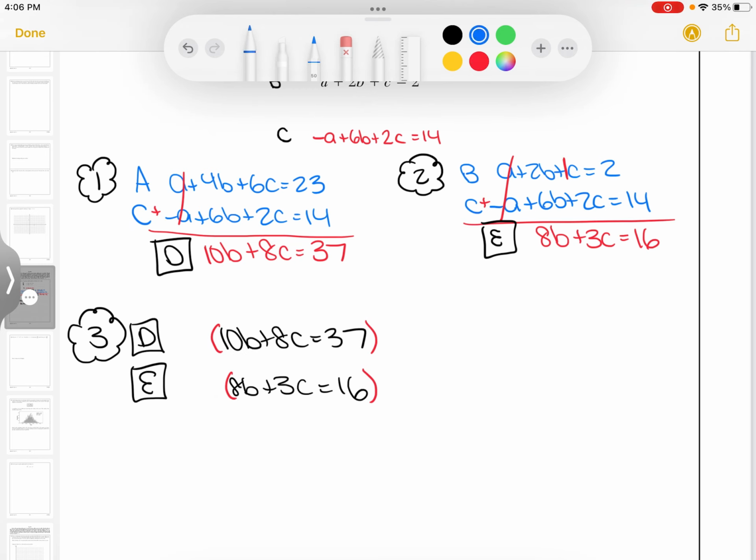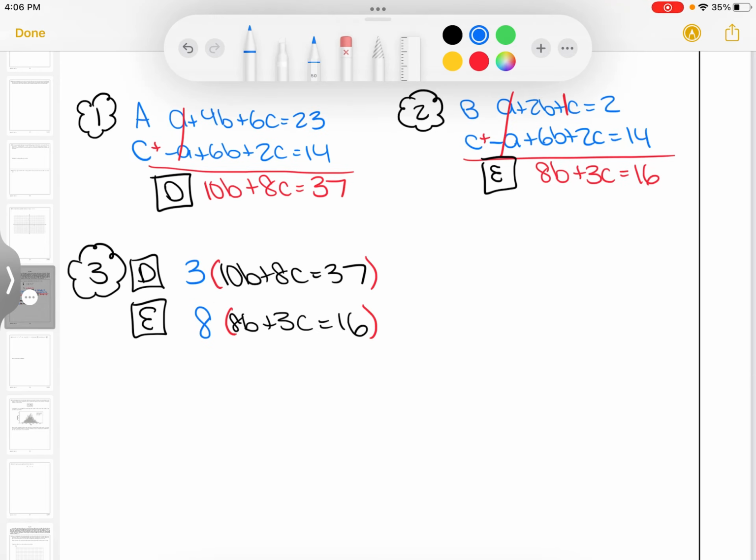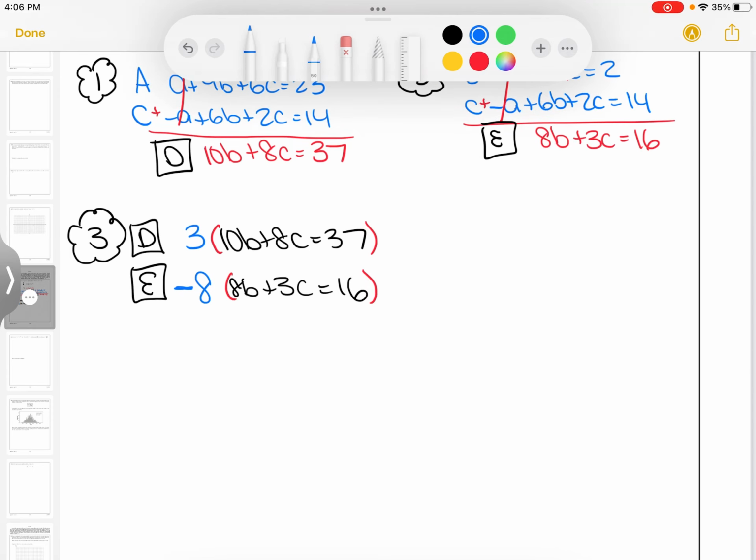Just moving that over so I have some more space. Again, I'm going to try and cancel the c's. So I'm going to put a 3 out in front of this one because 3 times 8 will get me 24. And I'm going to put an 8 out in front of this one because, again, 8 times 3 is 24. But I can't have two positive 24s. Doesn't matter which one you make negative. I'm going to make the bottom one negative.